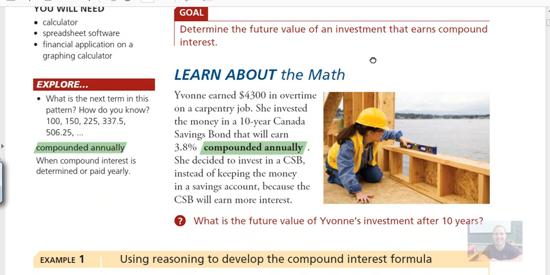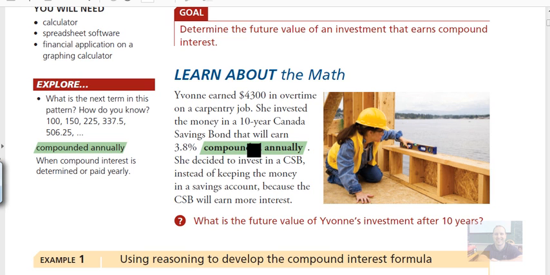Okay? So it says this: Yvonne earned $4,300 in overtime on a carpentry job. So there she is doing her carpentry there. She invested the money in a 10-year CSB that will earn 3.8% compounded annually. All right, so again, we're talking about compound interest because the word compounded is there. And it's compounded annually, that's one time per year.